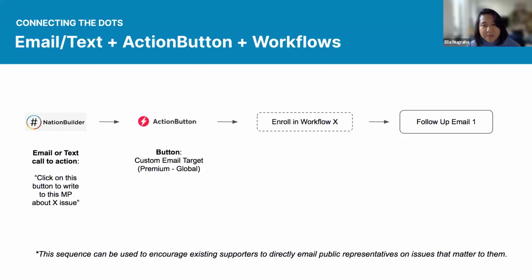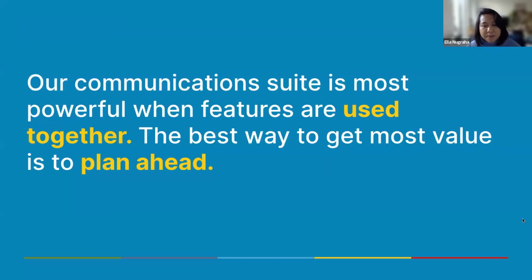So basically, let me just go back to my slides. The basic learning from this is that our communication suite, all of the features that we have, are already powerful when used individually. Just using email, just texting, or just workflows or action buttons separately is fine. They're already great, but they become much more powerful when these features are used together. That is the main benefit of having an integrated platform: you are managing all of these things in one place.